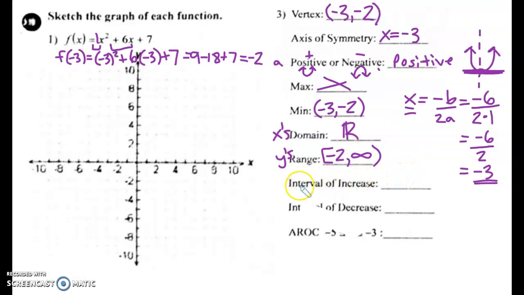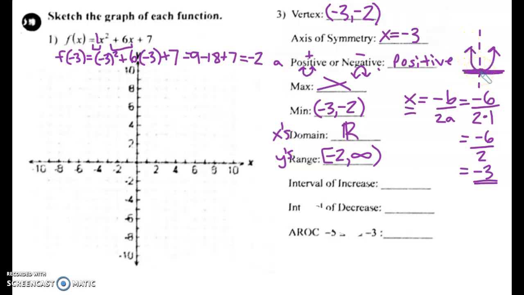Interval of increase. Where is this graph increasing? Remember, you read it left to right. So as I go left to right, I can see that the first half of the graph goes, as I trace it from left to right, it goes down.